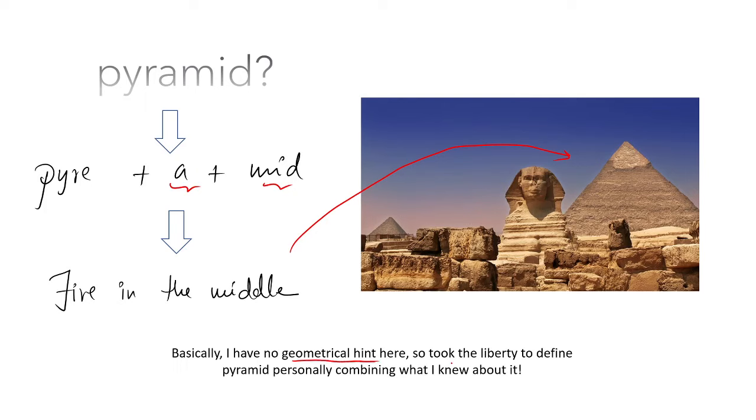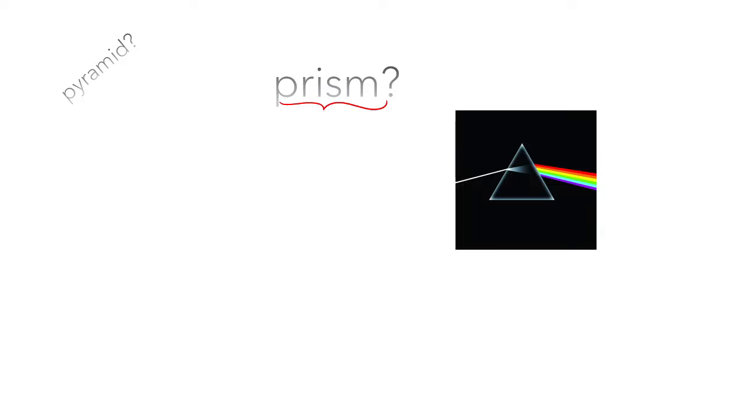So I took the liberty to define pyramid personally, combining what I knew about it. So then I am thinking about pyramid, and then I think about prisms also. They sound very much the same, and this word also, I cannot break it down geometrically into anything. So then I go on looking, thinking about ideas, and that's how you research inside your head. So then prism, then of course we know about this prism.